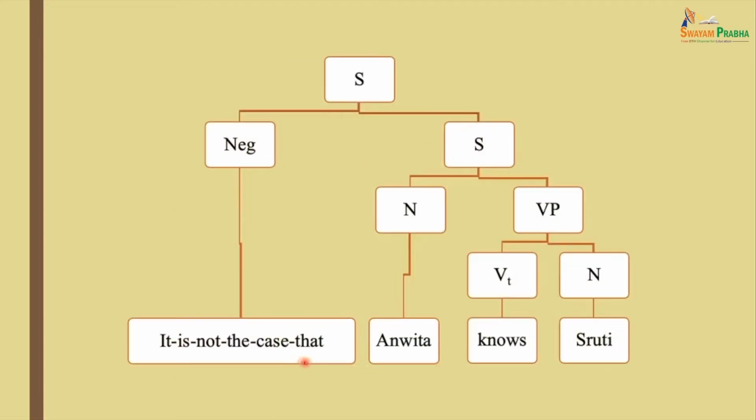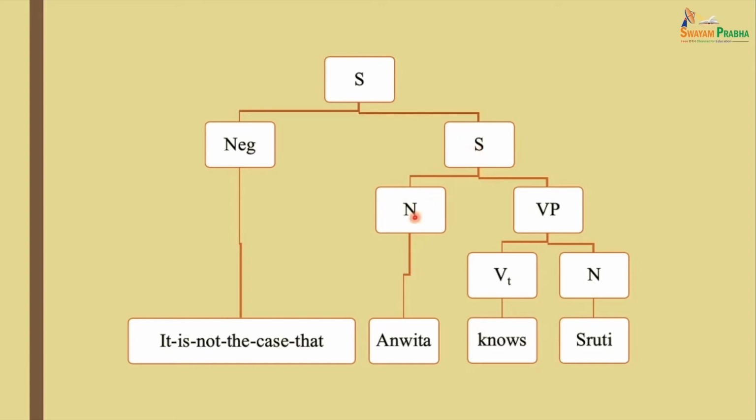And look at the slightly more complicated sentence: "It is not the case that Anvita knows Shruti". So here S has been rewritten as neg and S. And this is the recursion. They belong to the same type, same category, but still one can come under another, right? So that is how recursion is possible. That is how you can have one sentence under another. So "under" is a loose term, but we understand what it means.